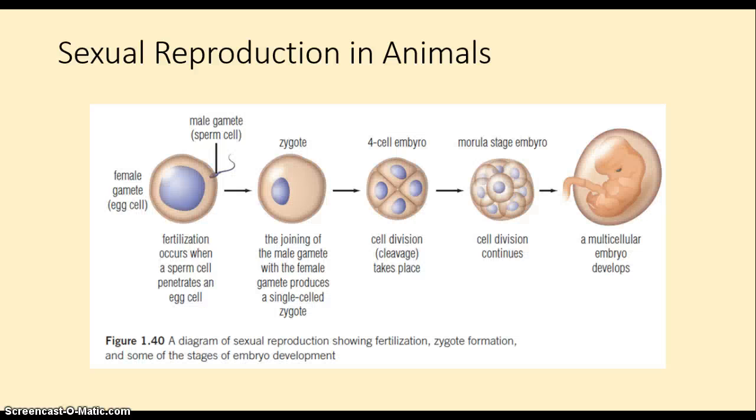So here we have an image of sexual reproduction from fertilization to embryo development. We start off with our single cell, our sex cell, and the male and the female joining, the creation of a zygote, which begins cleavage, where our cells are dividing until we have the creation of a multicellular embryo. Depending on the species, the embryo might develop inside the female parent or outside in an egg.